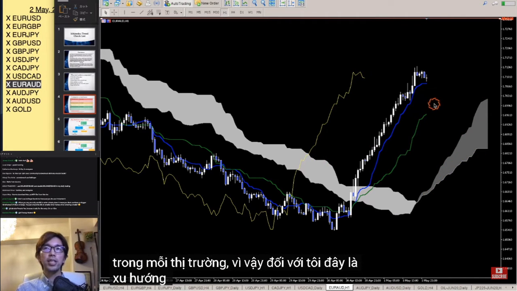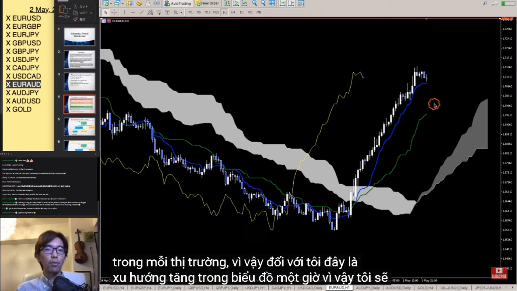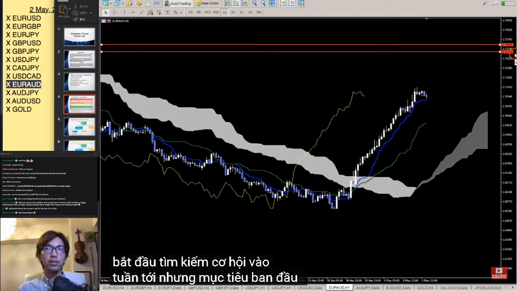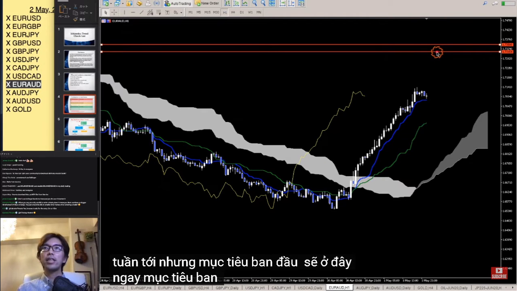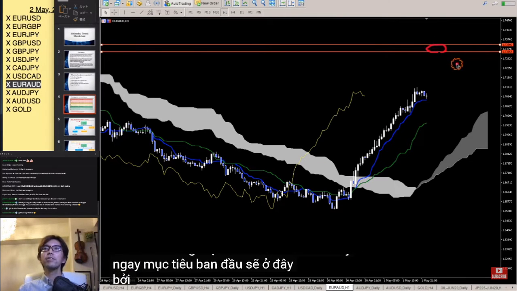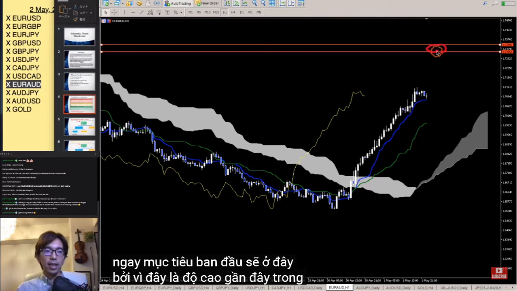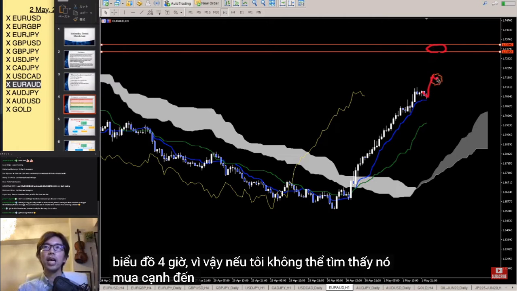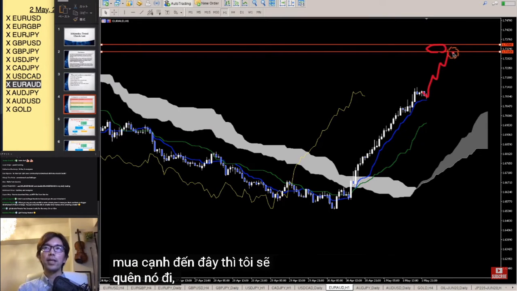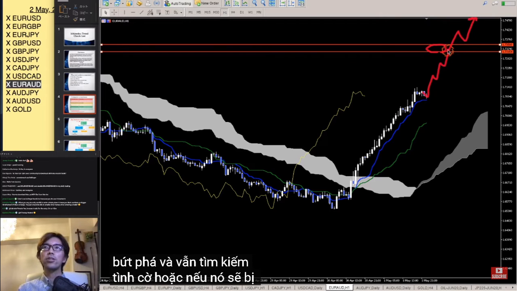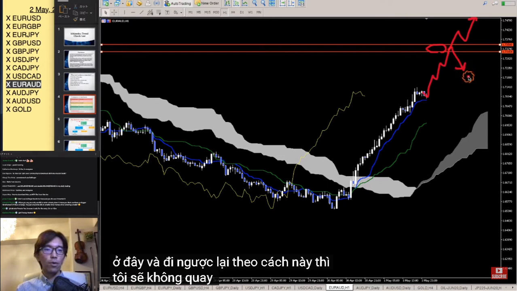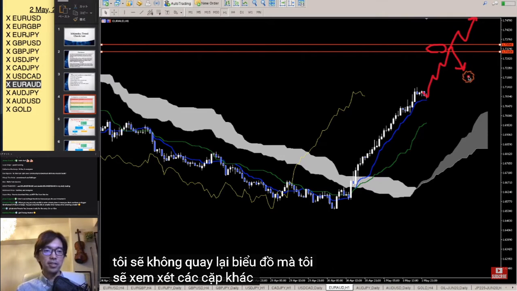So to me, this is an uptrend in the 1 hour chart, so I will start to look for a buy chance next week. But the initial target will be here, because this is a recent high in the 4 hour chart. If I cannot find the buying edge up to here, then I will just forget about it. I will wait for the breakout and still look for the buy chance, or if it's resisted here and goes backwards this way, then I won't come back to the chart. I will look at other pairs to take trades.